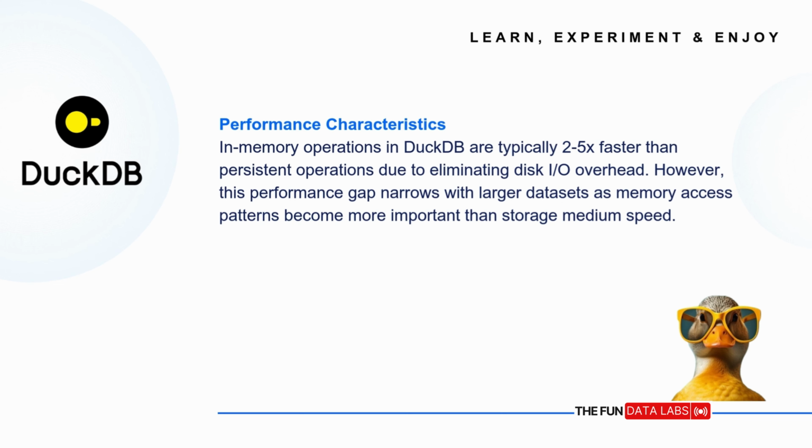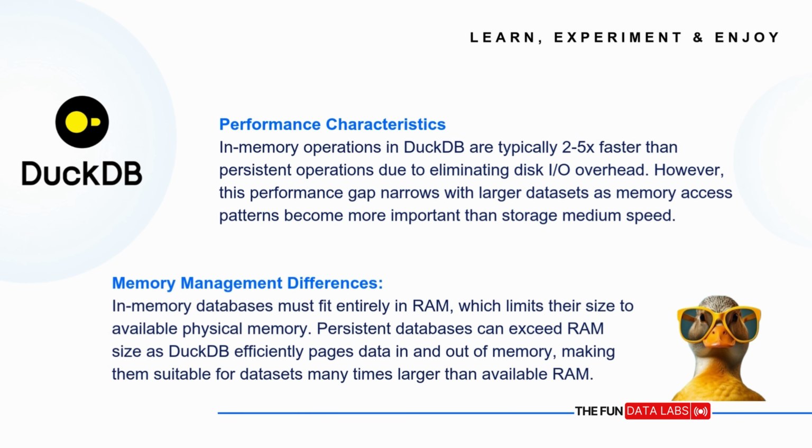One of the most significant differences between these two modes is memory management. In-memory databases must fit entirely in your available RAM. If you're working with a 16 GB dataset on a machine with 8 GB of RAM, you're going to run into problems with an in-memory database. Persistent databases, on the other hand, can exceed available RAM because DuckDB efficiently pages data in and out of memory as needed. This makes persistent databases suitable for datasets that are many times larger than your available RAM.